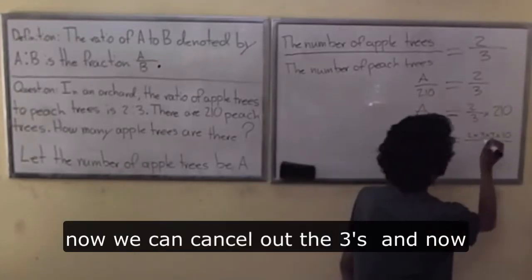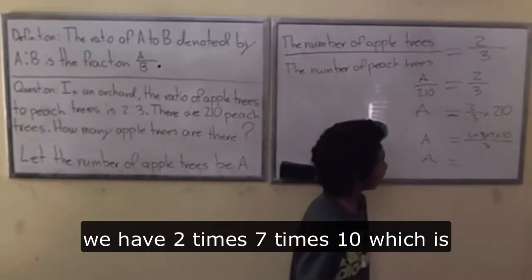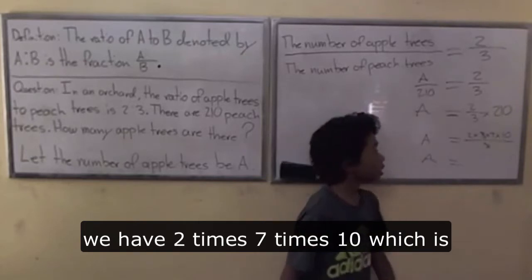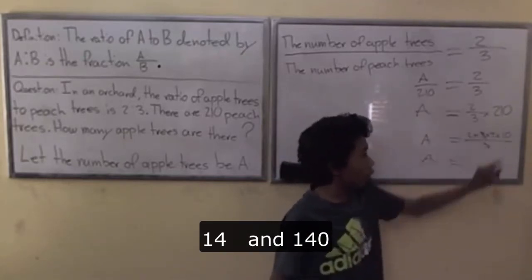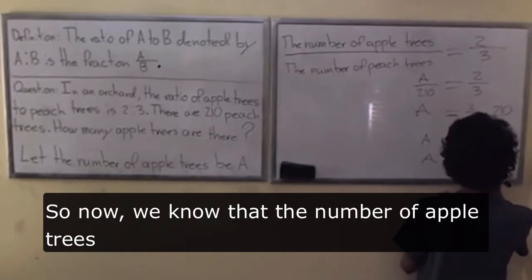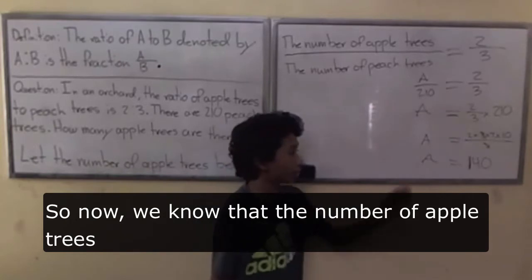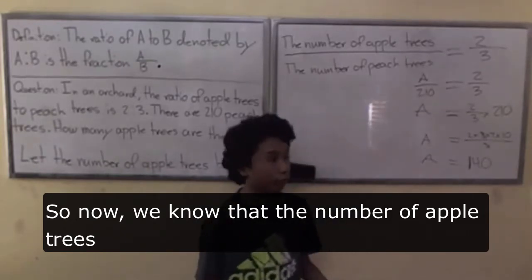Alright, now we can cancel out the 3's, and we now just have 2 times 7 times 10, which is 14, 140. So now we know that the number of apple trees is 140.